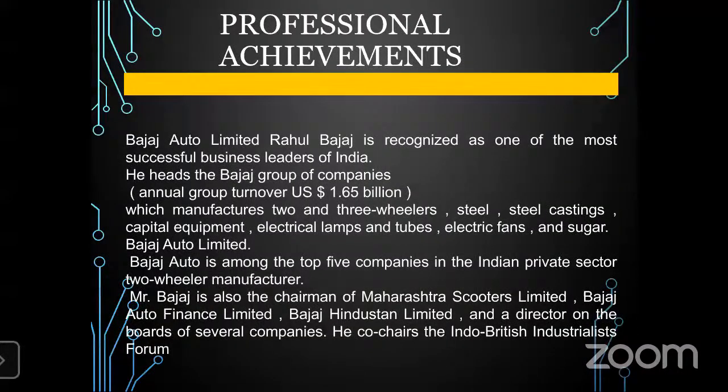His professional achievements. Rahul Bajaj is recognized as one of the most successful business leaders of India. He heads the Bajaj Group of Companies. Annually, the turnover is $1.6 billion, and it manufactures two-wheelers, three-wheelers, steel castings, capital equipment, electrical lamp tubes, electrical fans, and sugar.